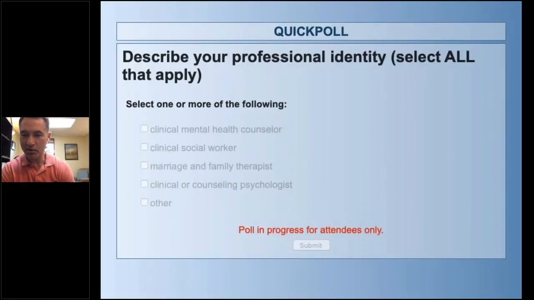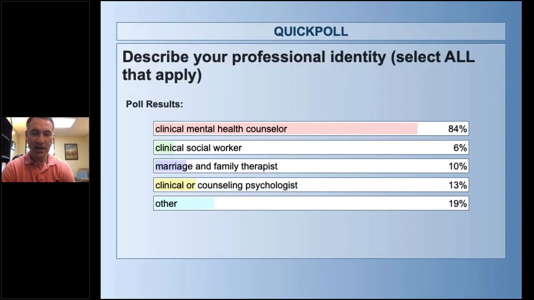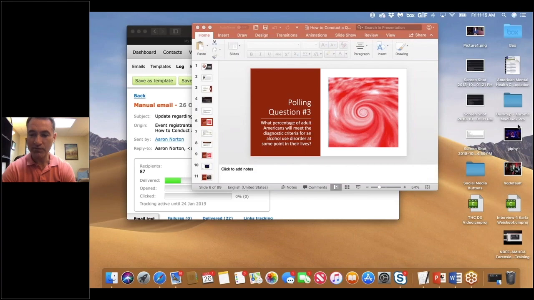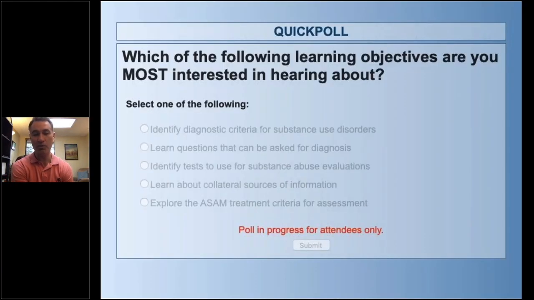So we'll close this polling question out and share our results. 84% of you said that you identify as being a clinical mental health counselor. 6% of you said clinical social worker, 10% marriage and family therapist, 13% clinical or counseling psychologist, and then finally 19% other.